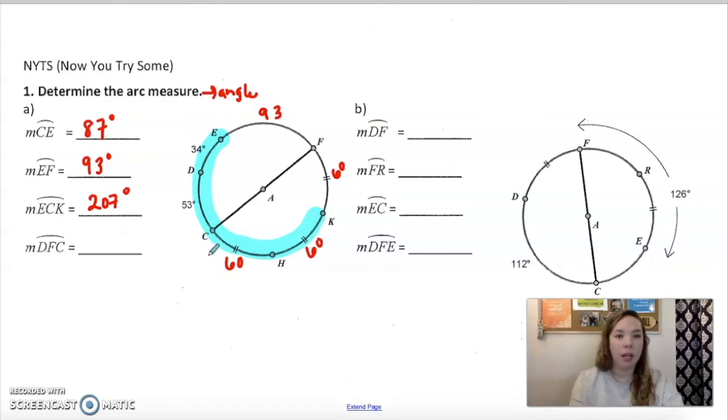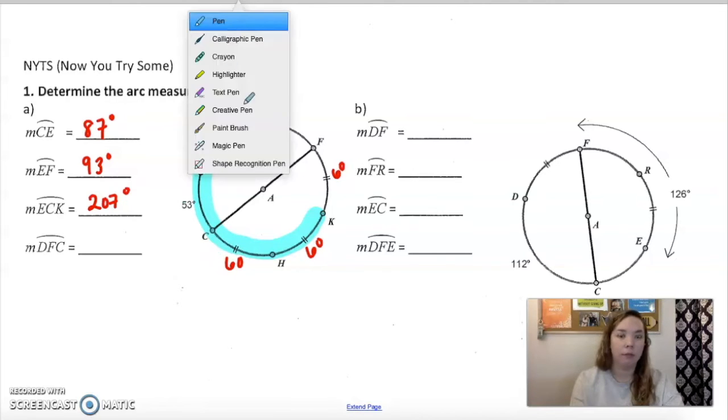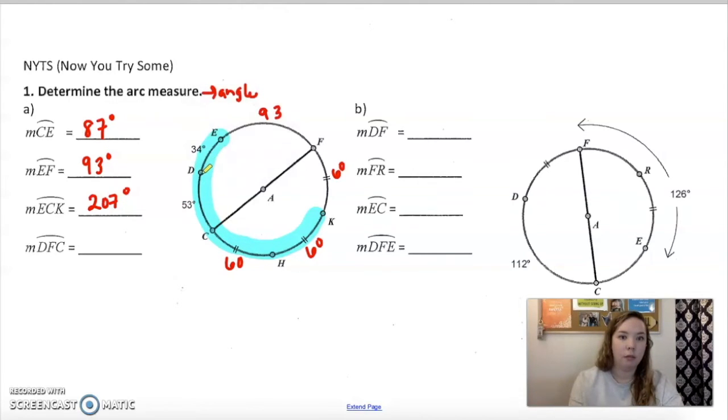And then DFC. DFC would be everything except for this 53. So 360 minus 53 should be 307. All right, part B over here, measure of DF, we have a new figure. So let's try to puzzle piece this together. It is saying that from F to E, it's 126, which if I take 180 minus 126, let's do that, 180 minus 126 is 54 here.